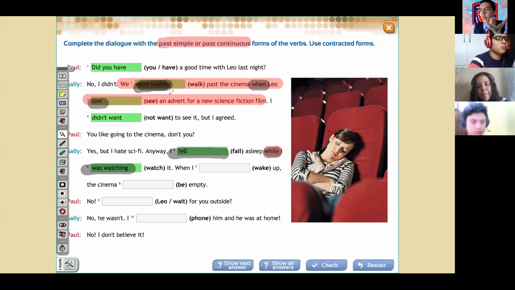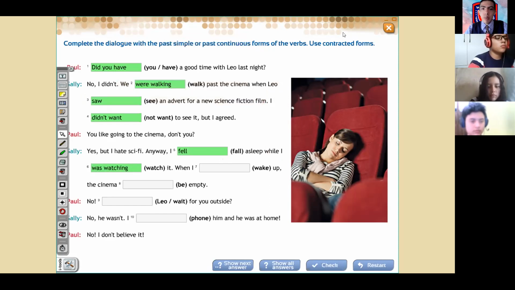If we use past continuous in the first part, the next part, of course, will be past simple. If the first part is past simple, the next part is past continuous. That's more or less the idea in these kinds of exercises. Okay, we're going to keep checking them, so don't worry about it.